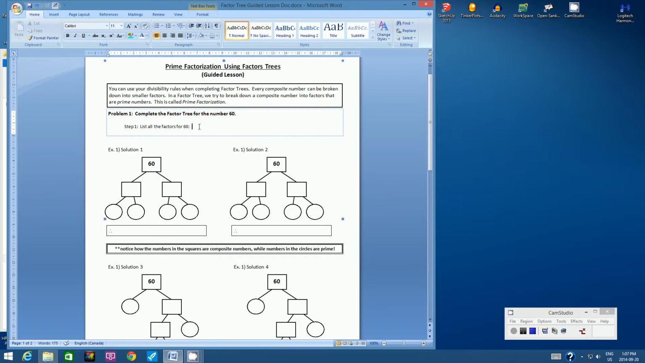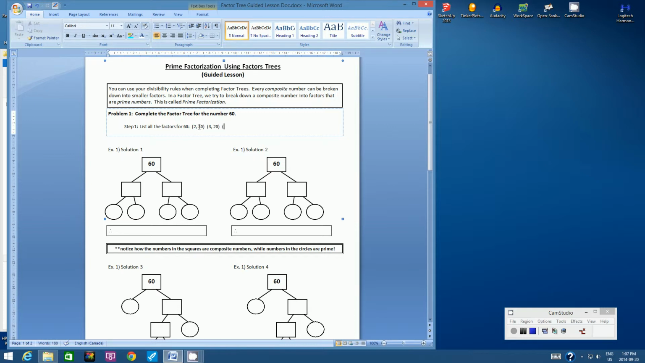We're going to rule out the numbers 1 and 60 because they're not really going to help us in the factor tree. The first number that divides into 60 is 2, and we know that 2 goes into 60 30 times. Let's always write our factors as pairs. Next, the next number that divides into 60 evenly is 3, and 3 goes into 60 20 times.